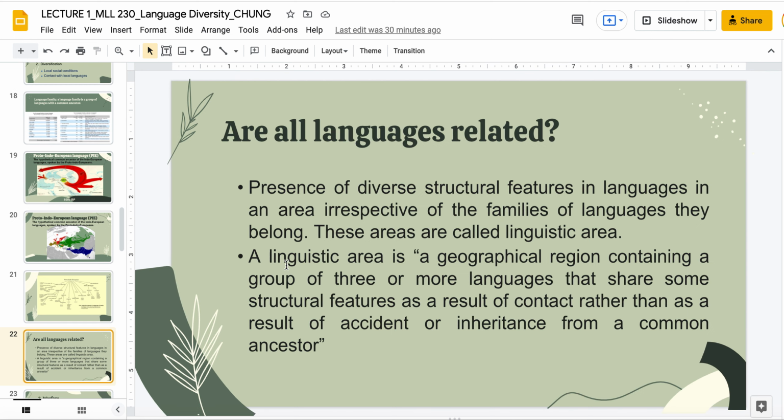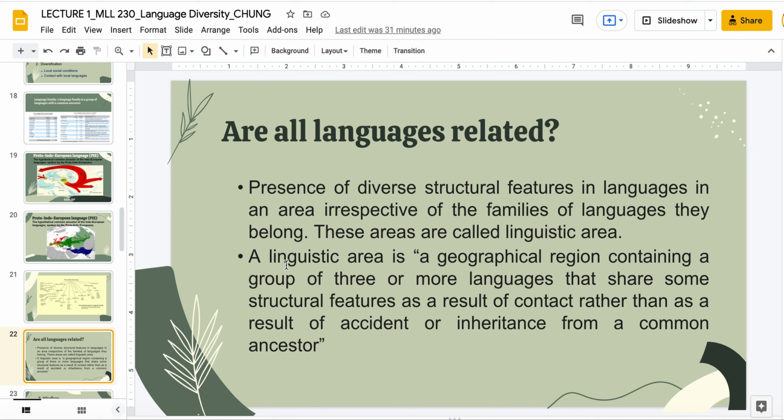But are all languages related? Not necessarily, right? So the presence of diverse structural features in a language may be irrespective of the families of the languages they belong to.